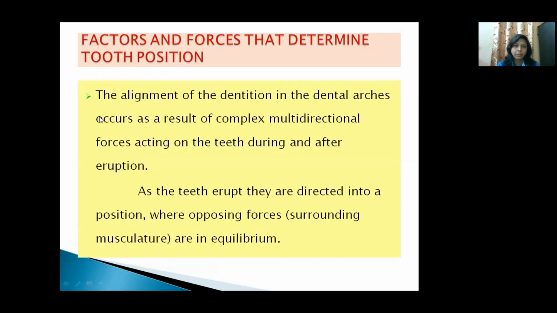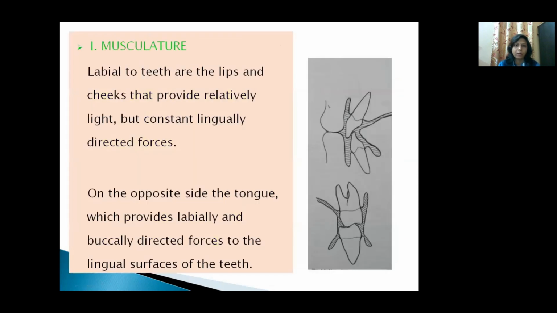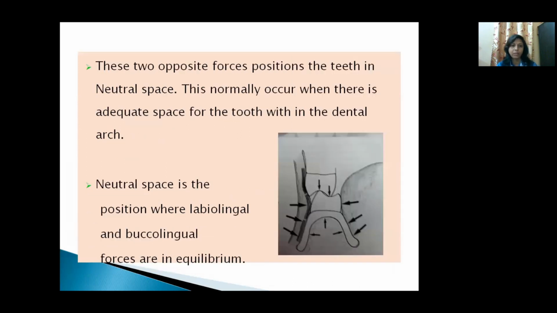Factors and forces that determine the tooth position. The alignment of the dentition in the dental arches occurs as a result of complex multidirectional forces acting on the teeth during and after eruption. As the teeth erupt, they are directed into a position where opposing forces are in equilibrium. So, musculature labial to the teeth, the lips and cheeks, provide relatively light but constant lingually directed force, whereas on the opposite side, the tongue provides labially and buccally directed force to the lingual surfaces of the teeth. So all these forces should be in harmony.